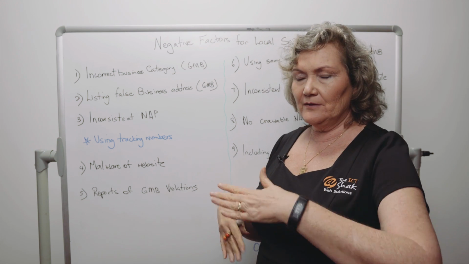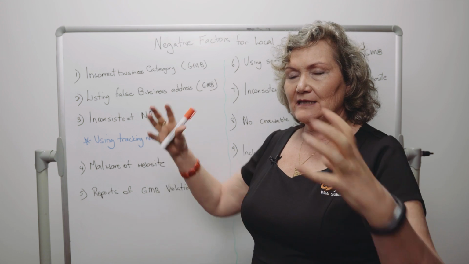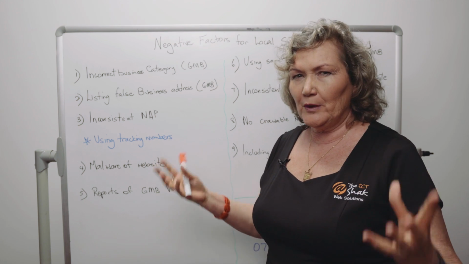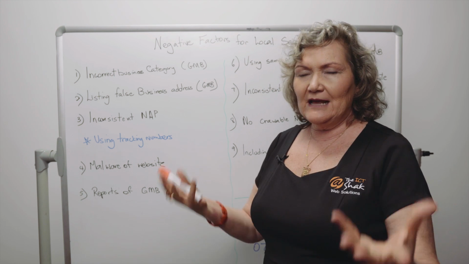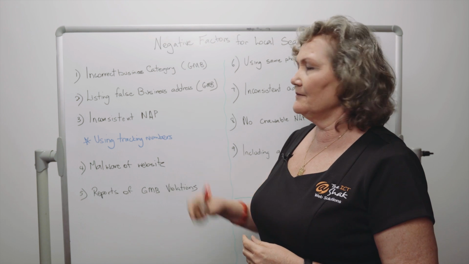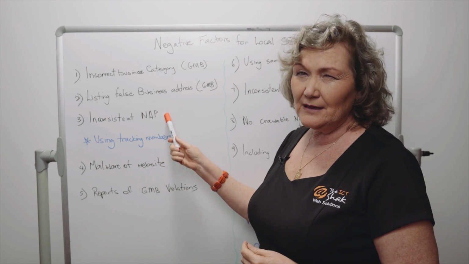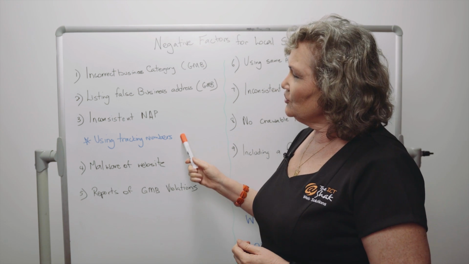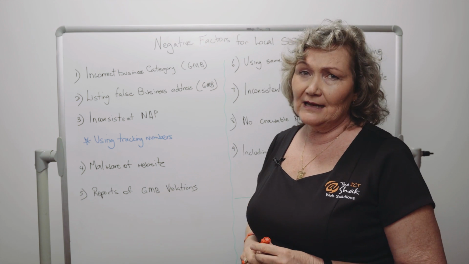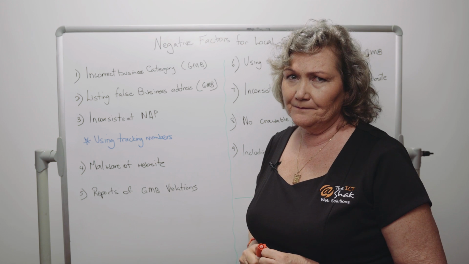So say for example, instead of having one address that might have 100 citations, it might be seen that you've got 20 addresses that each have 5 citations. So it's very important that you have exactly the same NAP citation. And talking about that, the worst thing that you can do for your local search ranking is to use tracking phone numbers on your website.